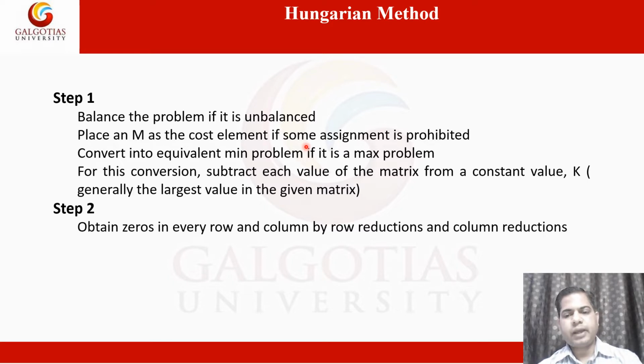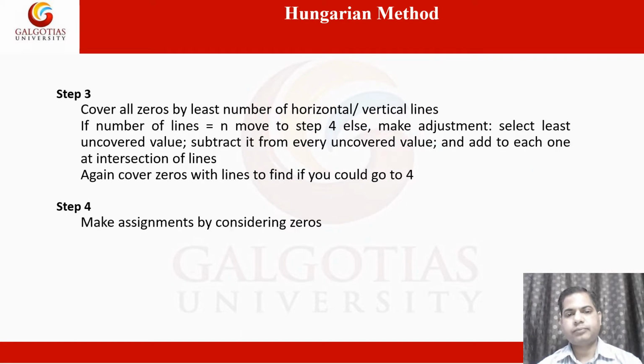Similarly, when we apply the column deduction, we subtract the minimum element of a particular column from all the elements of that column. The basic purpose of applying the row deduction and column deduction in the Hungarian method is that we want zeros, at least one zero in each row and each column.